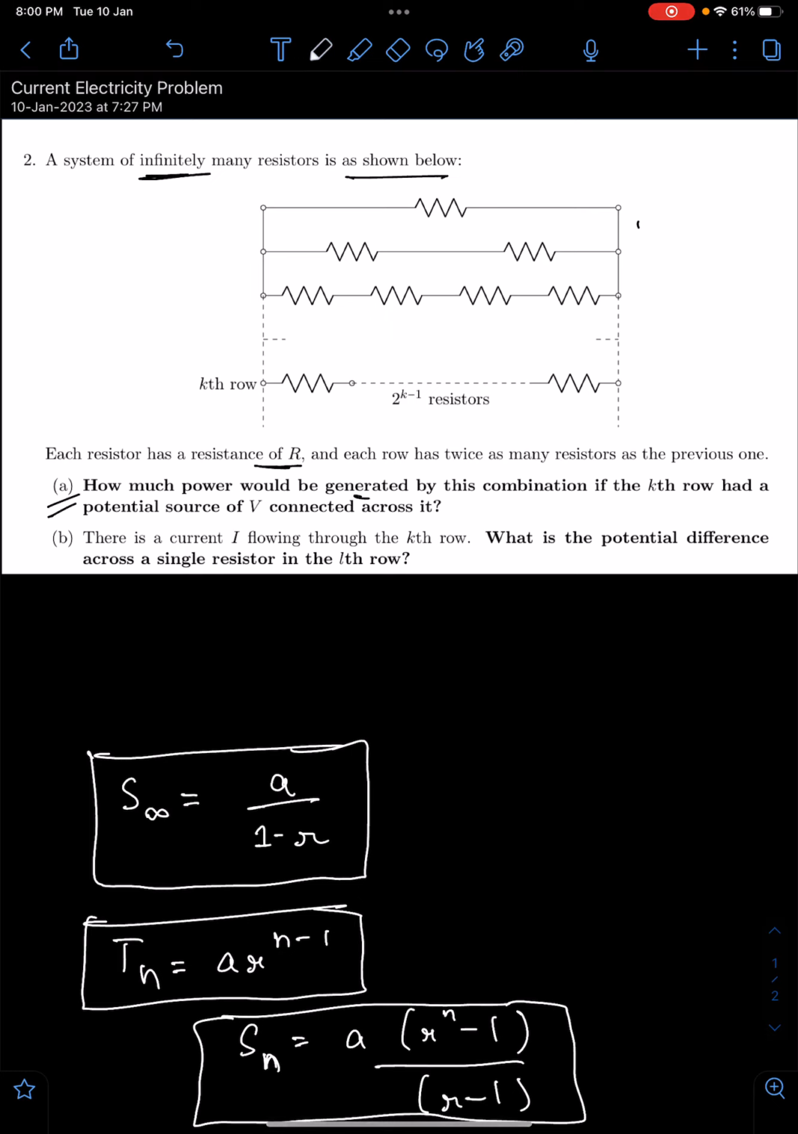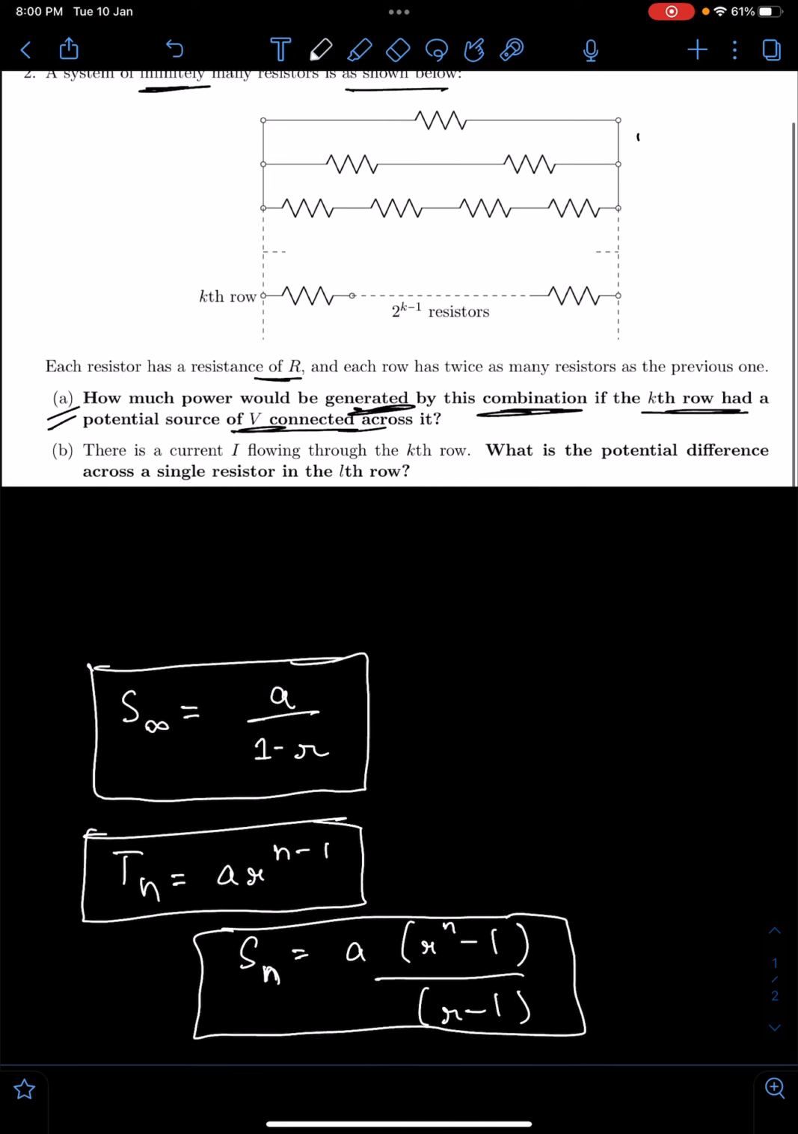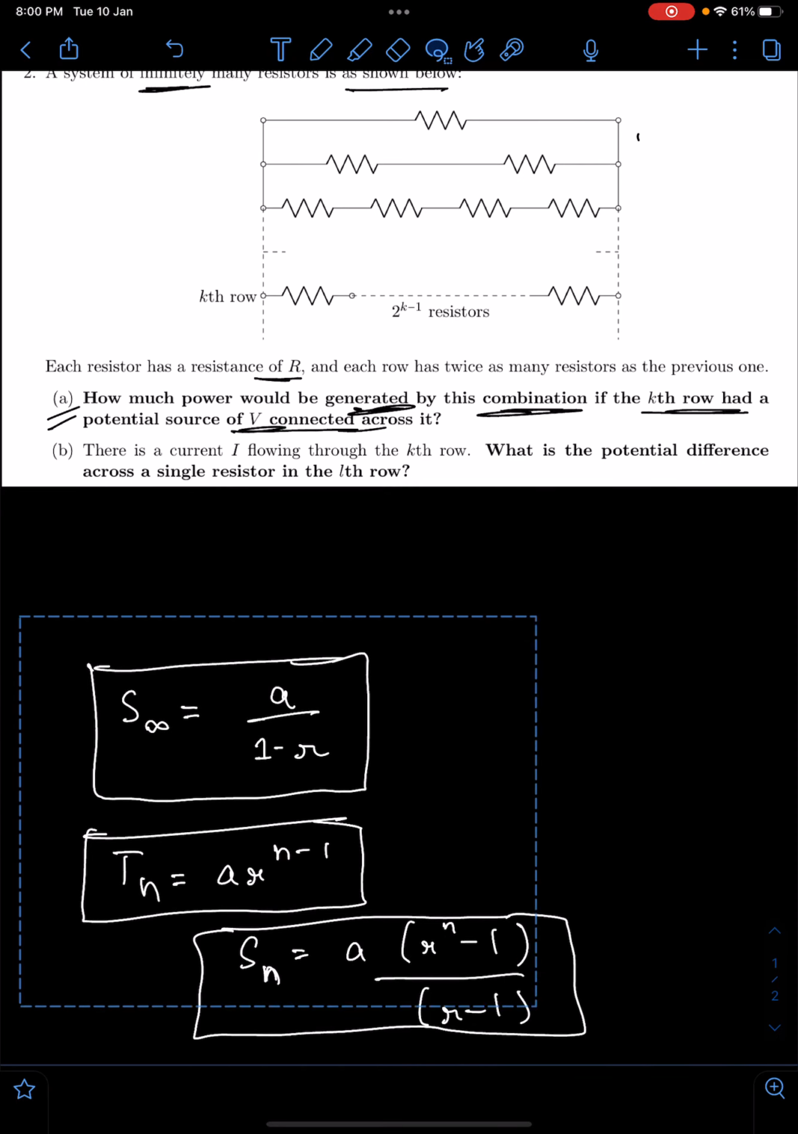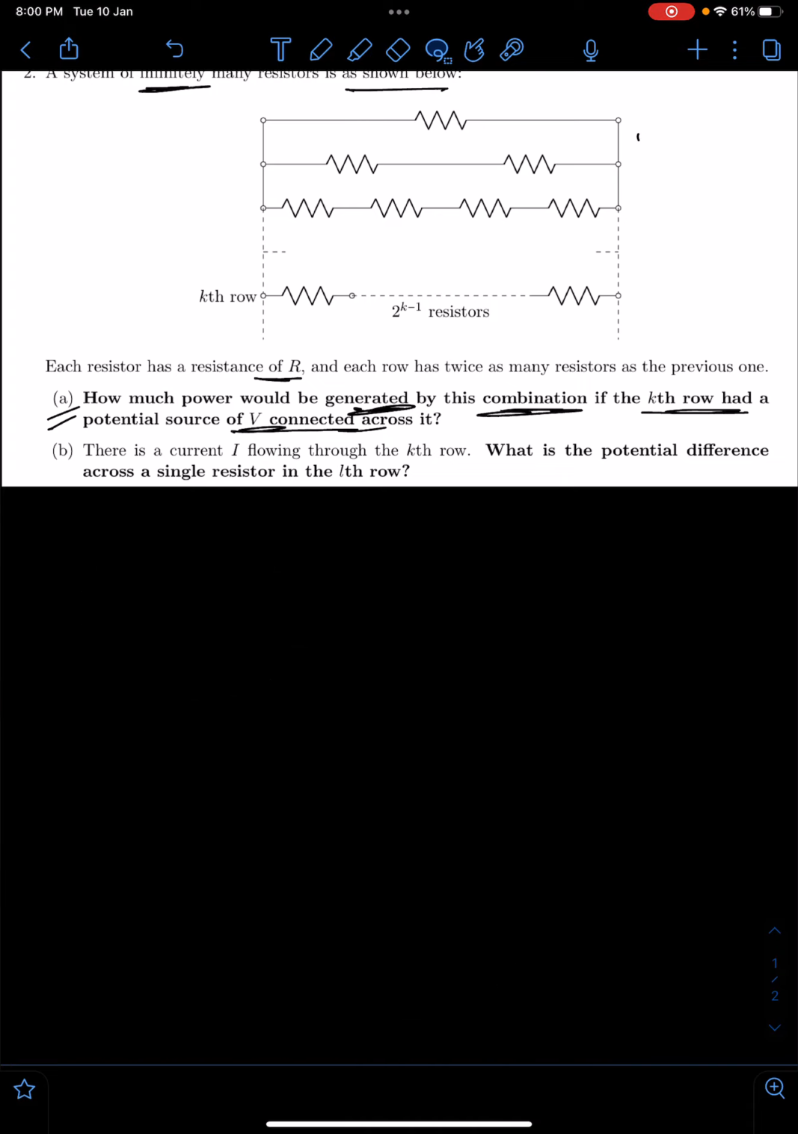Okay, so I'll just read out part A. How much power would be generated by this combination if the kth row had a potential source of V connected across it? How much power would be generated by this combination if the kth row had a potential of V connected across it? So this problem is fairly simple.